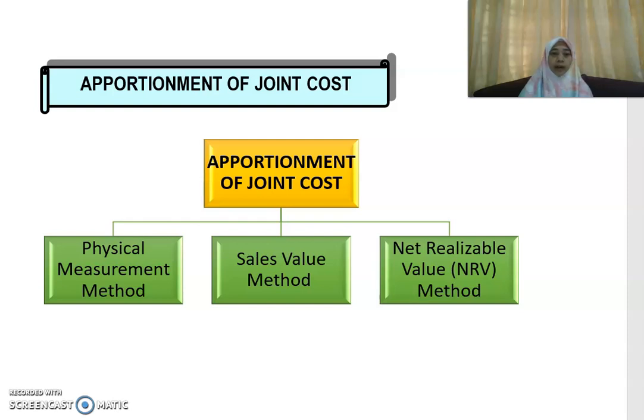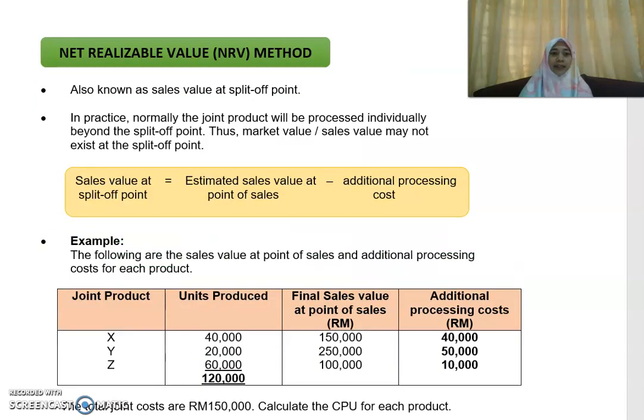Okay, Bismillahirrahmanirrahim. Next, we will look into the apportionment of joint costs, now based on the net realizable value method, or NRV in short. The net realizable value method is sometimes known as the sales value at split off point. So in practice, normally the joint product will be processed individually beyond the split off point. Thus, market value or sales value may not exist at the split off point.